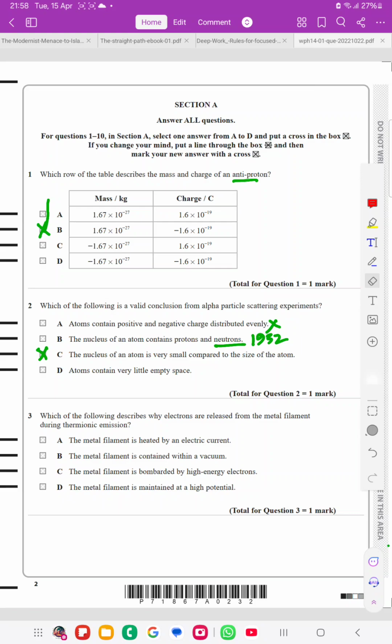Question number 3, which of the following describes why electrons are released from a metal filament during thermionic emission? The first one, the metal filament is heated by an electric current. This is the right answer.